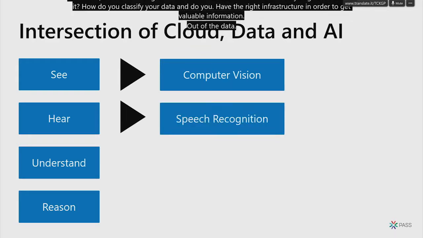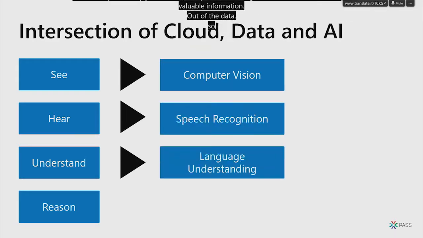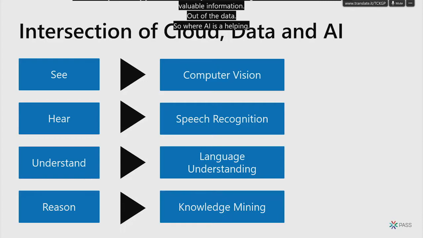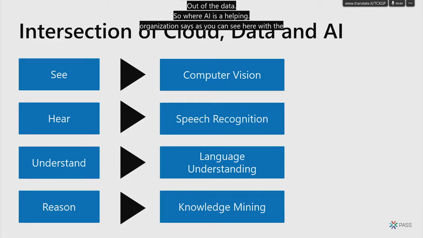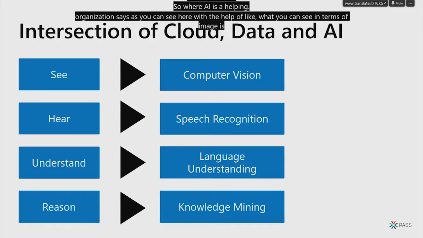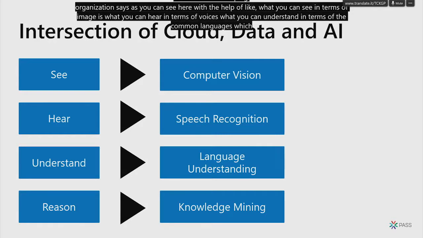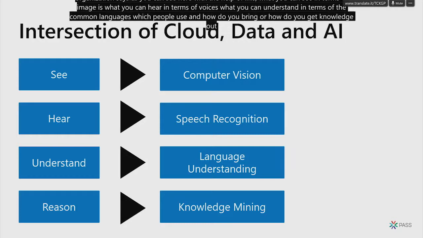So where AI is helping organizations is, as you can see here, with what you can see in terms of images, what you can hear in terms of voices, what you can understand in terms of the common languages which people use, and how you get knowledge out of your data. So that's what AI is really helping organizations with.